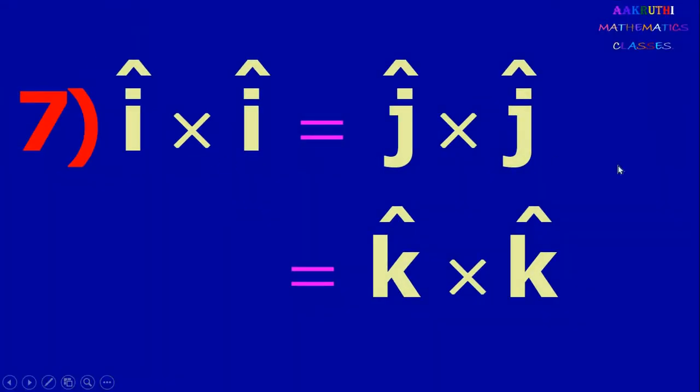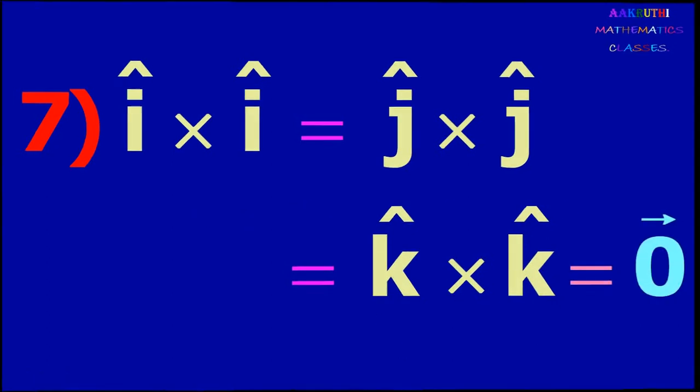Therefore, i cross i equal to j cross j equal to k cross k. All these are cross products between the same vector, and we know that cross product between the same vector is 0 vector. So therefore, i cross i equal to j cross j equal to k cross k equal to 0 vector.